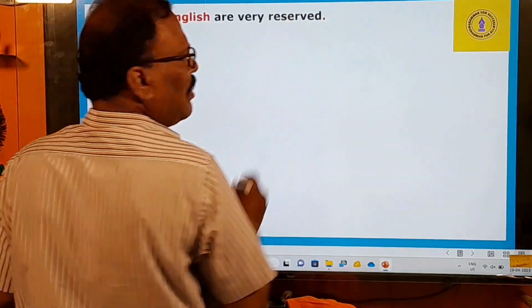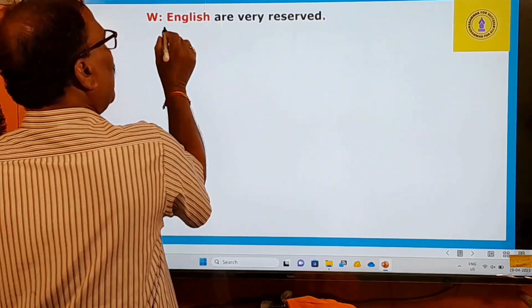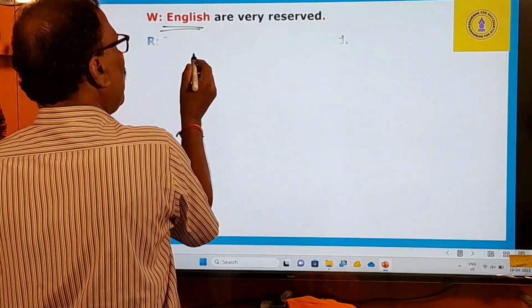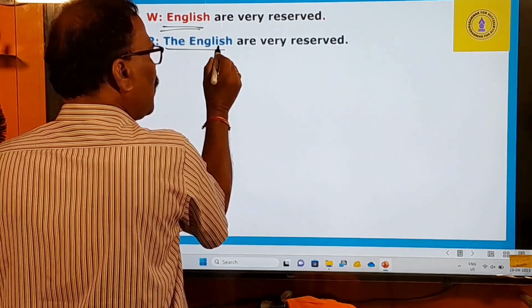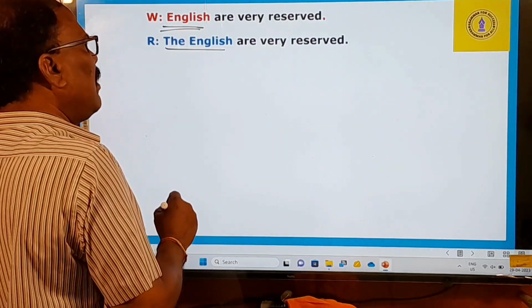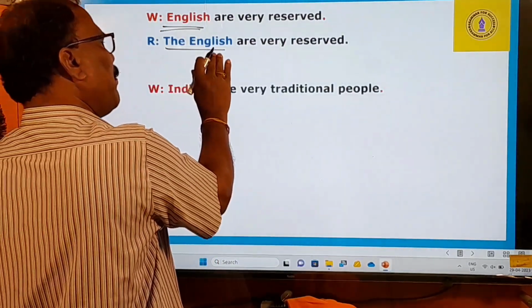"English are very reserved." English means actual English people, then you have to say "the English." The English are very reserved. The English means the English people.